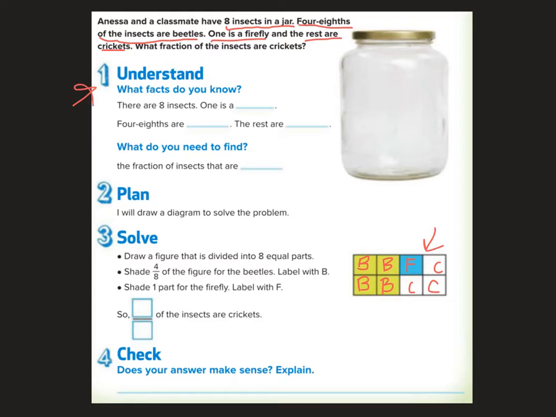What facts do you know? There are 8 insects. Huge, because we know how many is in our set, right? 1 is a firefly. 4/8 are beetles. The rest are crickets. Okay, what do you need to find? The fraction of insects that are crickets. I will draw a diagram to solve the problem.